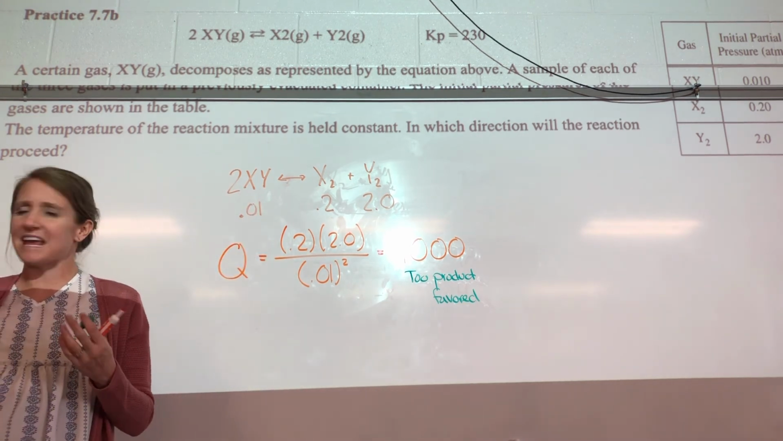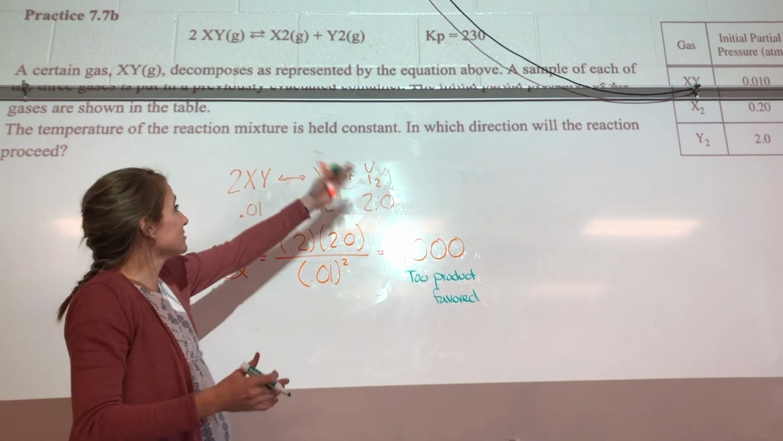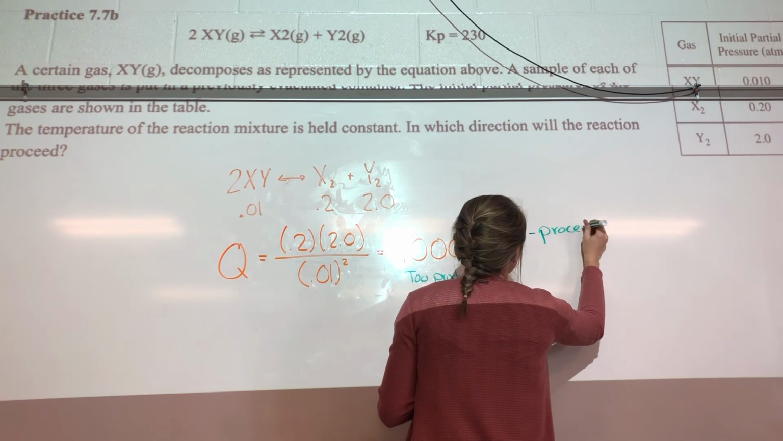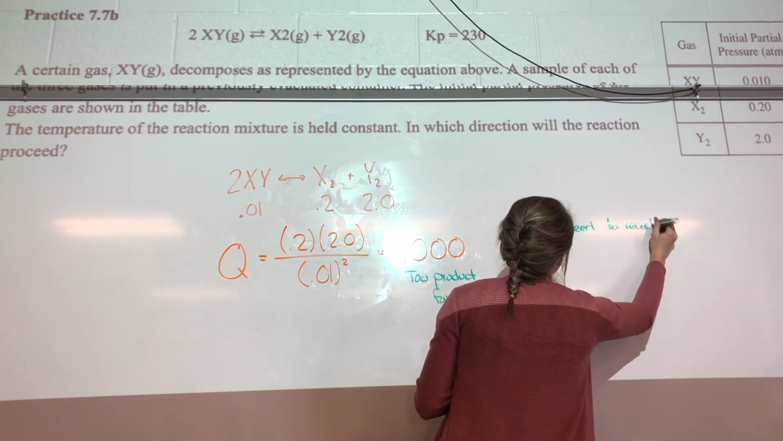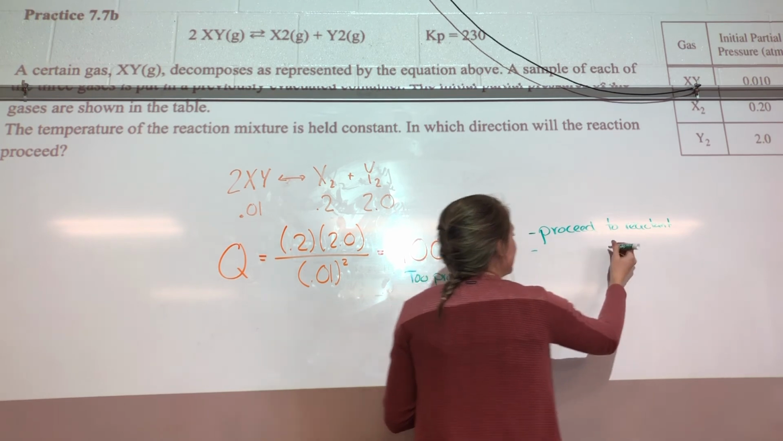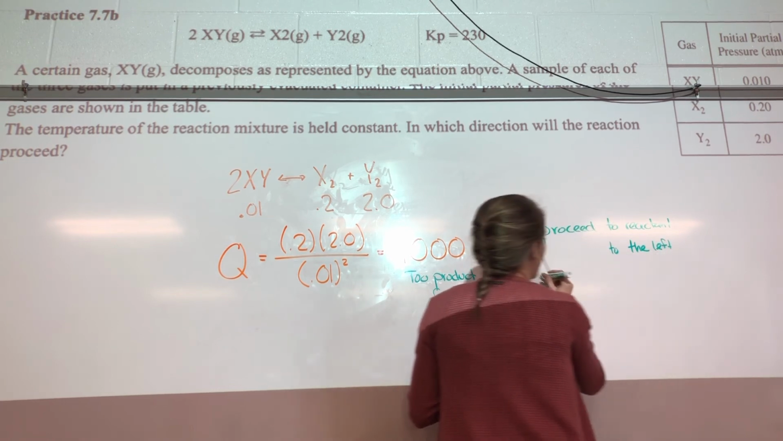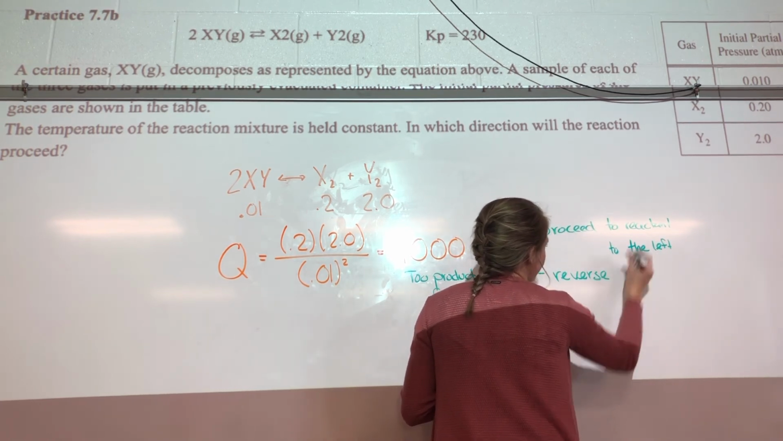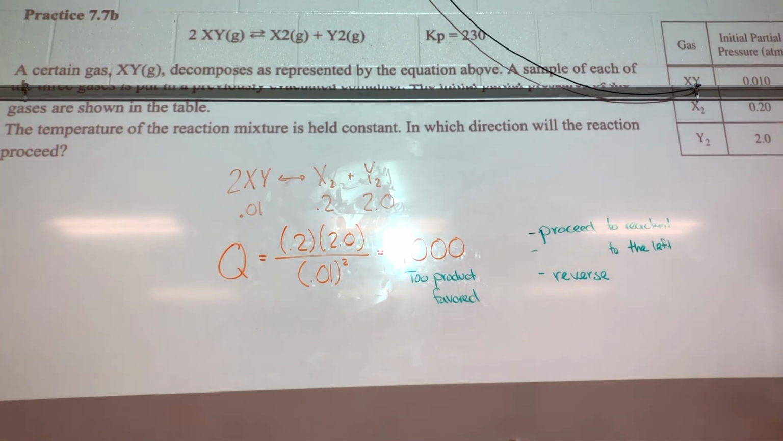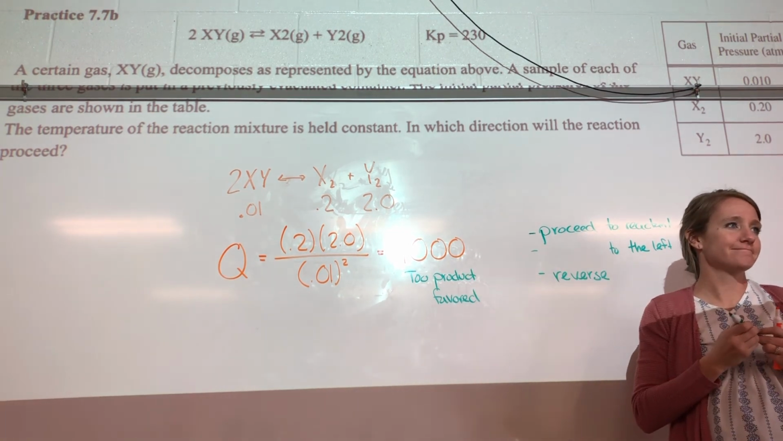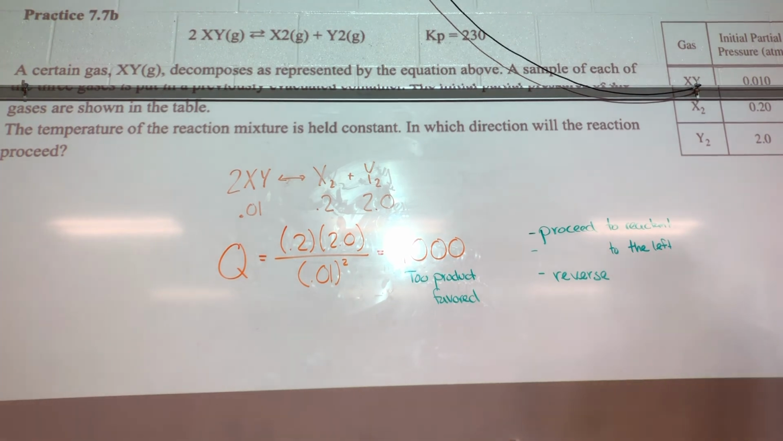There's a few ways you can say it, because it's too product favored, right? To answer the question of which direction the reaction will proceed, you could say it's going to proceed to the reactants. You could say it's going to proceed to the left. Or you can say it's going to go in reverse. They all mean the same thing. Does everyone understand why it has to go to the left, though? So it can get to equilibrium, right? Because it's too big and we need to get it smaller, so we need to bring in more reactants.